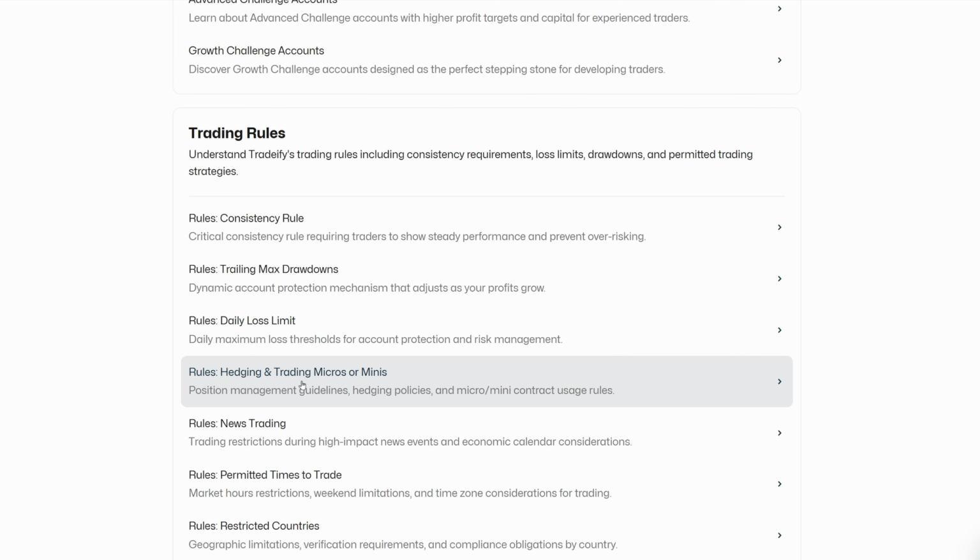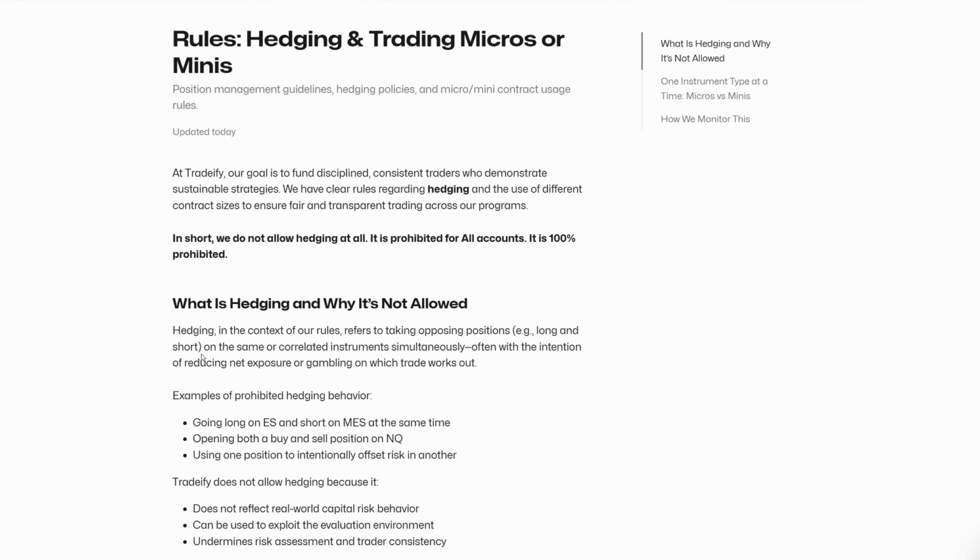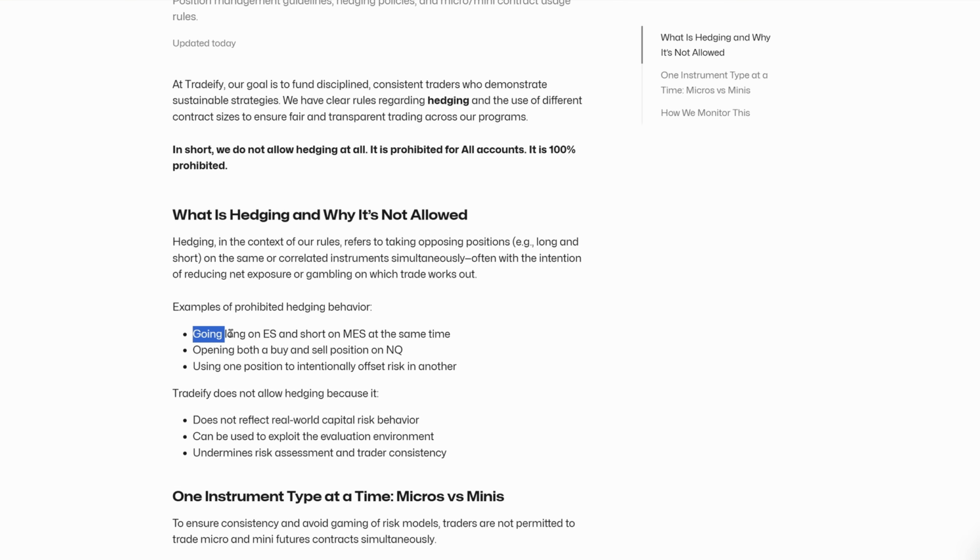Now we come over and look at the next one real quick, and you want to pay close attention to this: hedging and trading micros and minis. So if we click on that real quick, basically what this goes on to say, just a short version, is we are not allowed to trade the ES and the MES at the same time. We have to pick one. They don't care if you want to trade the mini or the micro, just pick one.